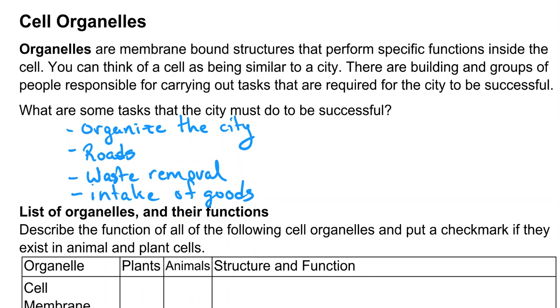So these are very similar things that a cell has to do in order to stay alive. So there needs to be some organization of the cell. Something has to be able to tell what's going on. There has to be some sort of a system for things to be able to move around inside the cell. You've got to be able to get rid of your waste. You don't want waste building up everywhere, and you have to be able to take in goods that you want, like nutrients and things like that.